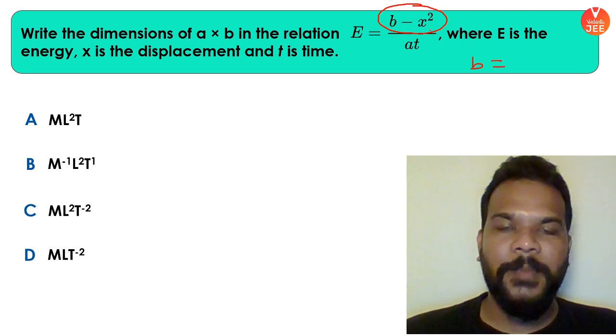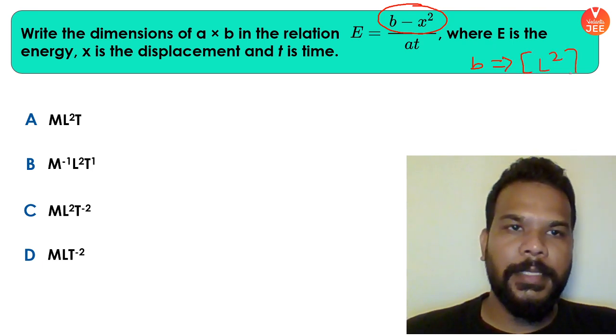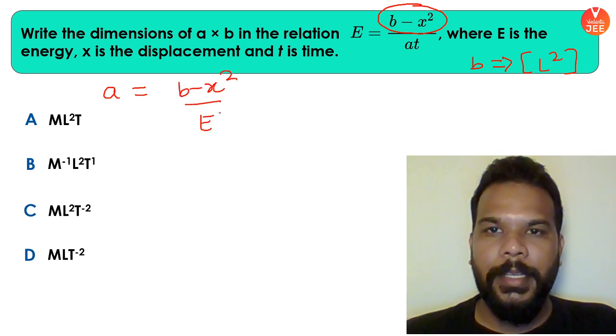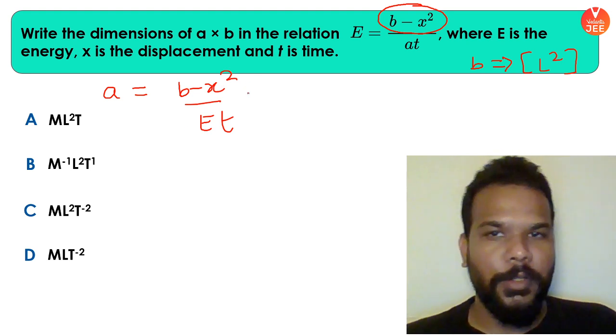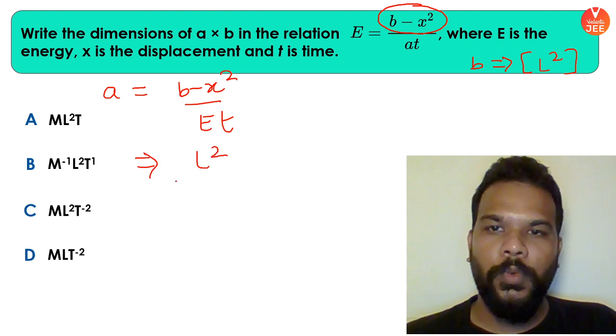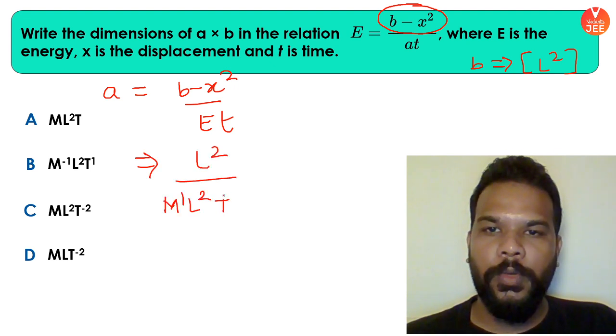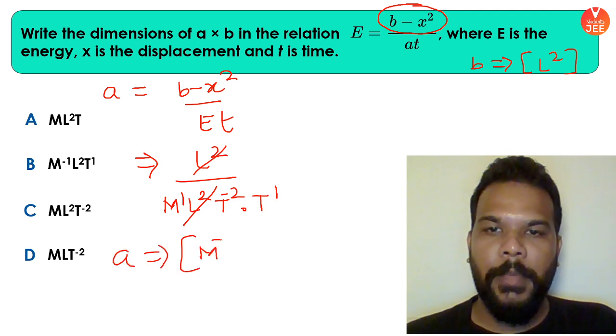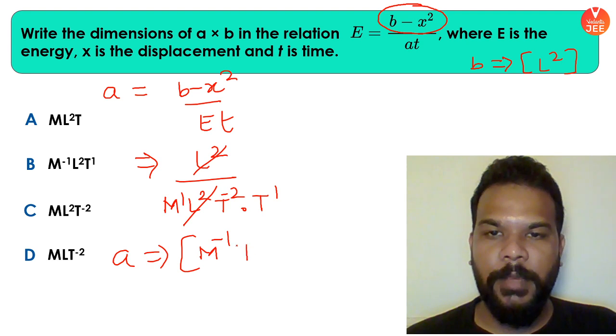If x is displacement, then B is the same dimension as x square. So the dimensions of B is L2. Now because I'm interested in the dimensions of A, so that I can find A into B, A becomes B minus x square by E into T, and B and x square have the same dimensions, so B minus x square will also have the same dimensions, that is L2. Dimensions of energy is M1 L2 T minus 2, and time is T to the power 1. So L2 and L2 cancel. I have final dimensions of A as M minus 1, denominator became T to the power minus 1, while coming up it becomes T to the power plus 1.